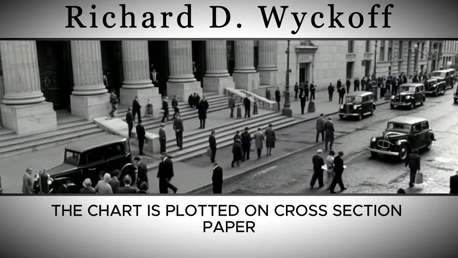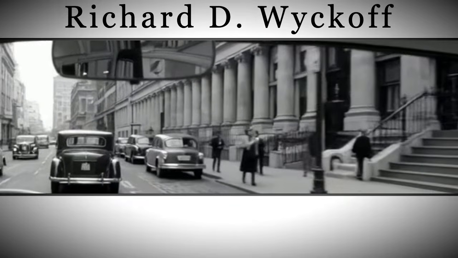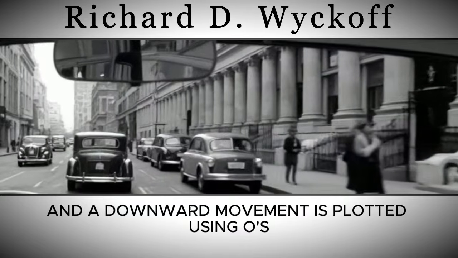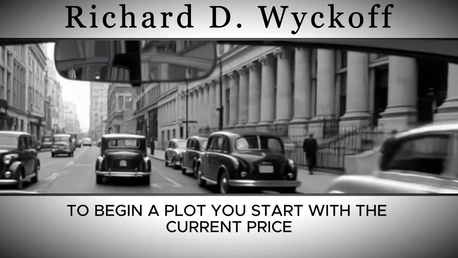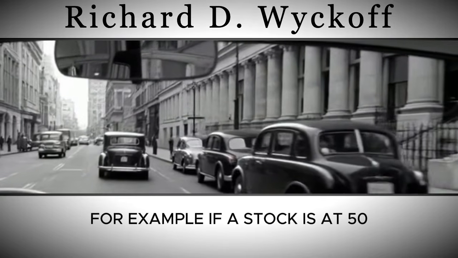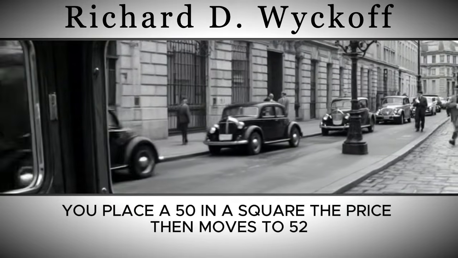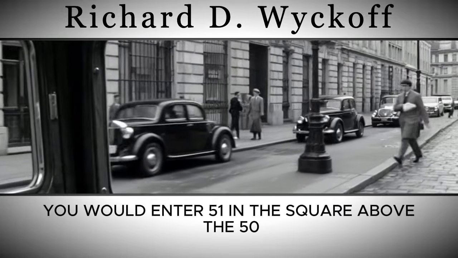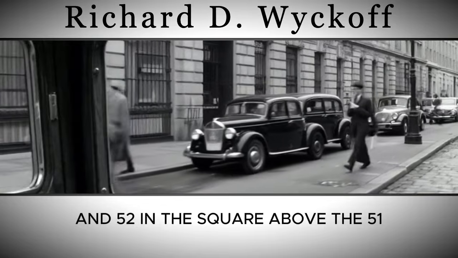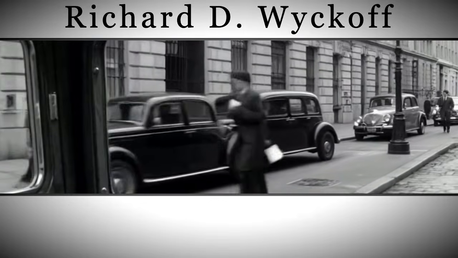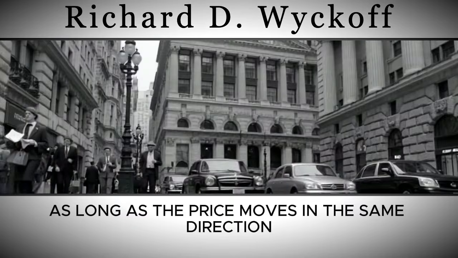The chart is plotted on cross-section paper. An upward movement is plotted using X's, and a downward movement is plotted using O's, or, for simplicity in our examples, with numbers. To begin a plot, you start with the current price. For example, if a stock is at 50, you place a 50 in a square. The price then moves to 52. You would enter 51 in the square above the 50 and 52 in the square above the 51, all in the same vertical column. You continue plotting in the same vertical column as long as the price moves in the same direction.